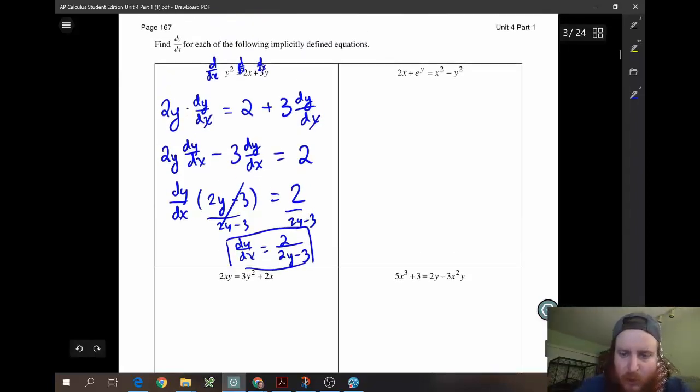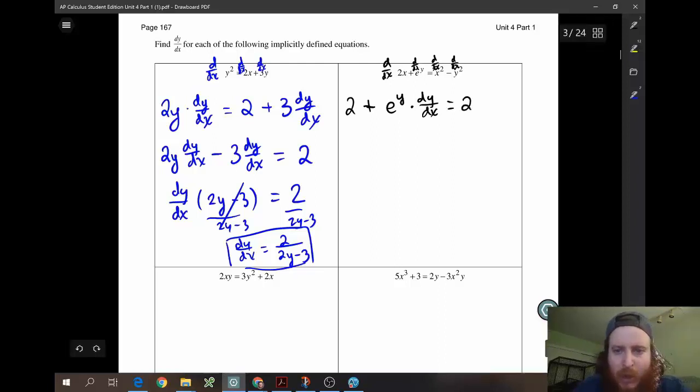Okay. Next one, we'll do the same thing. Let's use another color. So take the derivative with respect to x of every term. And I always write this in because it helps me to remember to do that implicit multiplying. So the derivative of 2x is 2. The derivative of e to the y is e to the y, but then times dy/dx, right? It's the same thing like e to the x is e to the x, but then because it was with a y, times dy/dx. Equals 2x minus the derivative of y squared, which is 2y dy/dx.